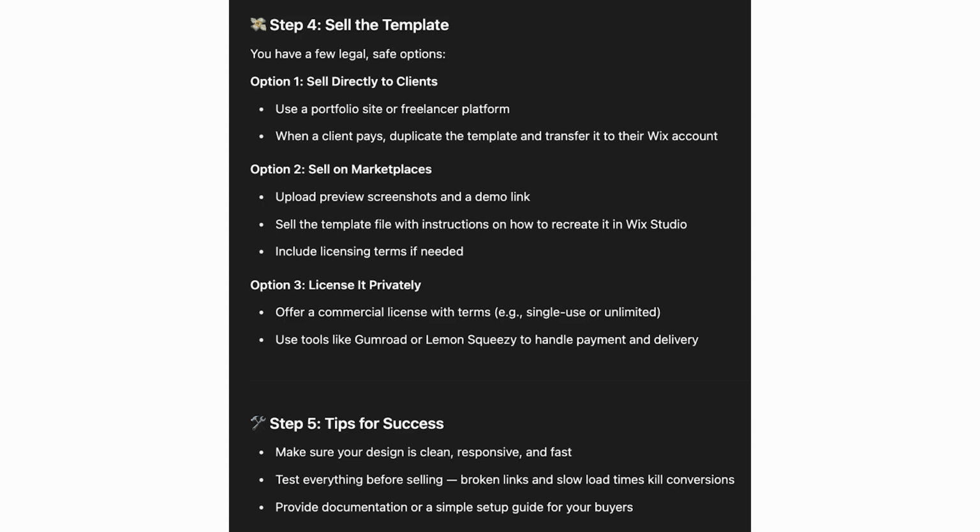Sell on Marketplace, upload preview, screenshots, and a demo link. Sell the template file with instructions on how to recreate it in Wix Studios. Include licensing terms if needed. License it privately. Offer a commercial license with terms. Use tools like Gumroad or Lemon Squeezy to handle payment and delivery.